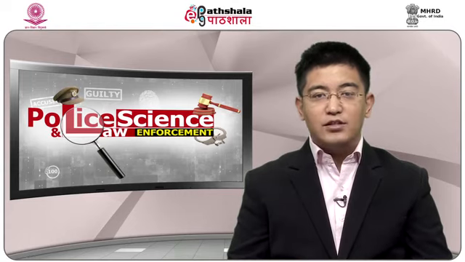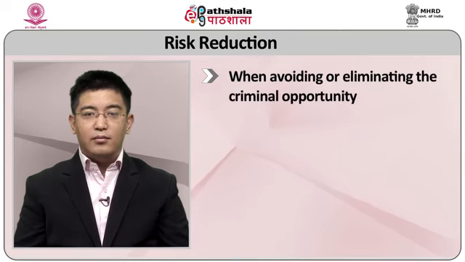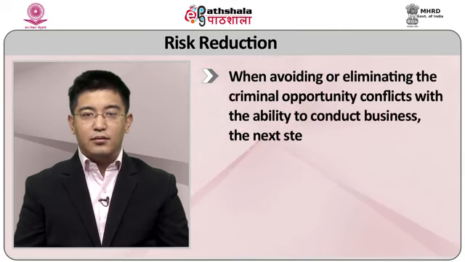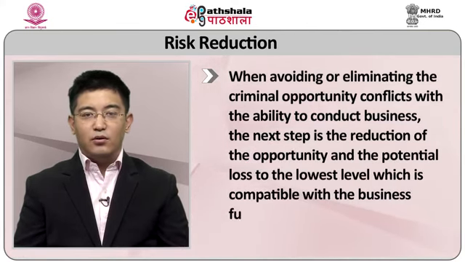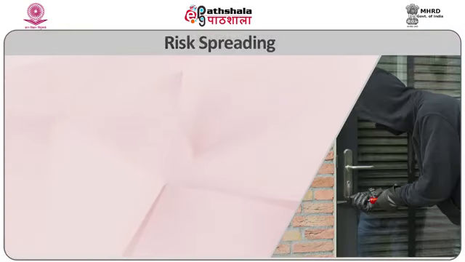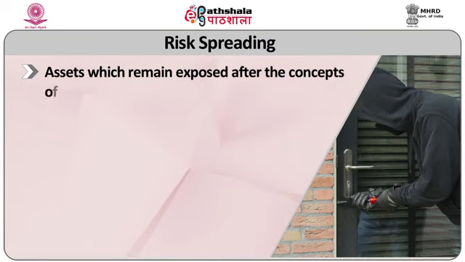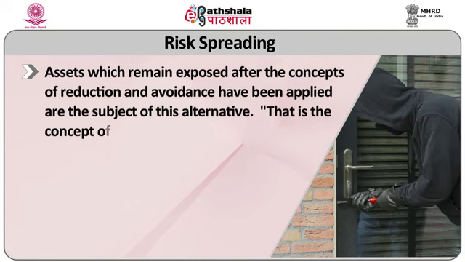Example, removal of cash from a location might eliminate the opportunity for a criminal act to acquire that cash, but in most cases it would also eliminate the ability to conduct business. Risk reduction. When avoiding or eliminating the criminal opportunity conflicts with the ability to conduct business, the next step is the reduction of the opportunity and the potential loss to the lowest level which is compatible with the business function. Example, only enough cash on hand for one day's operation. Risk spreading. Assets which remain exposed after the concepts of reduction and avoidance have been applied are the subject of this alternative.